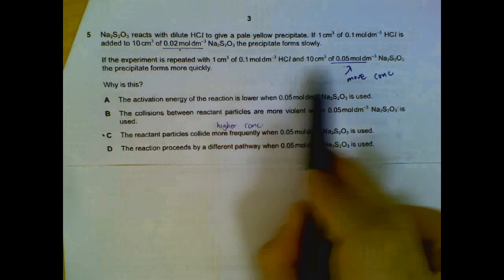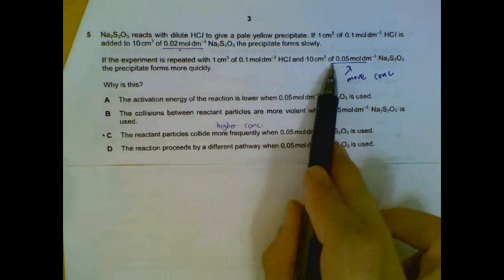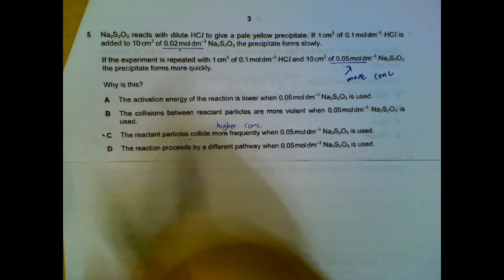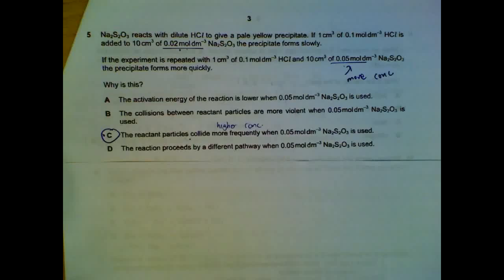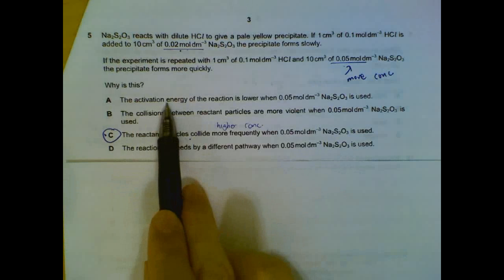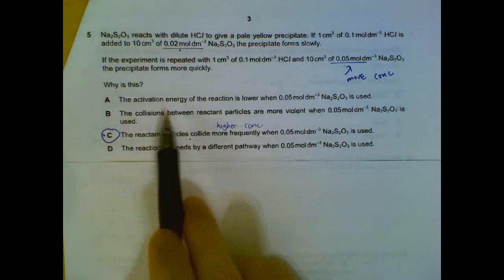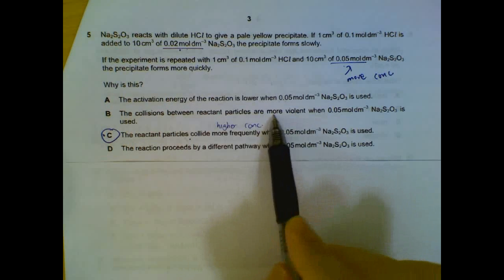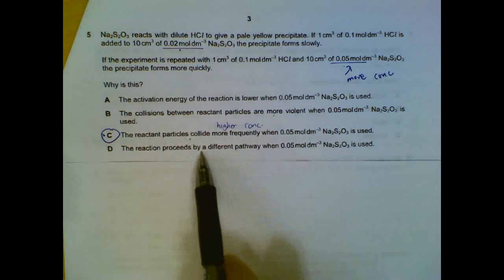We will expect the second one to be a faster reaction because they will be able to collide more frequently. Okay, because they have more particles per volume. The activation energy doesn't change because there's no catalyst used. The collisions are not more violent because we do not increase the temperature. Okay, and again, the reaction doesn't proceed by a different pathway because there's no catalyst used.